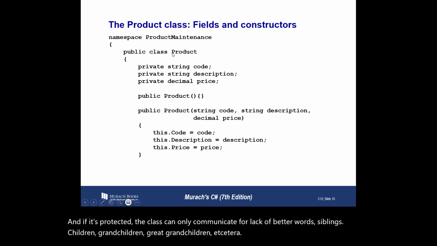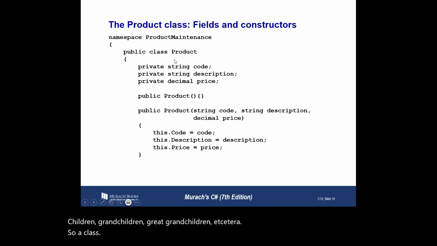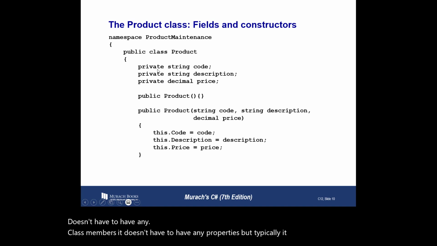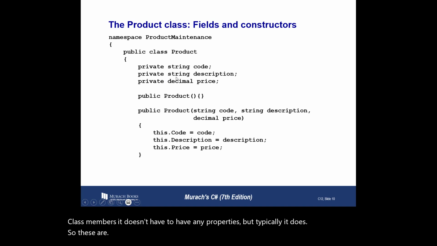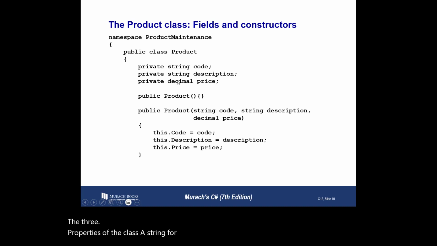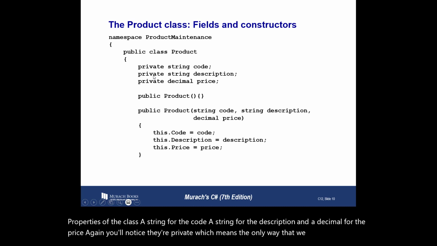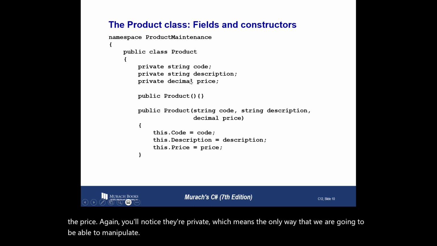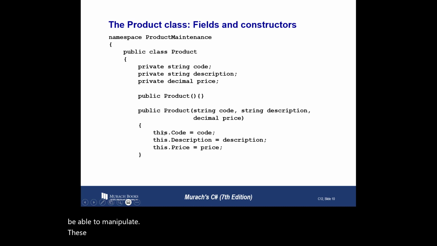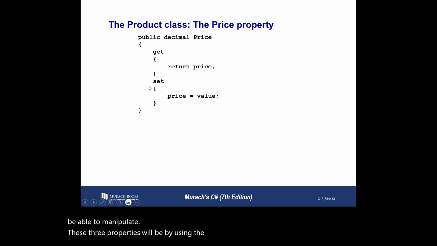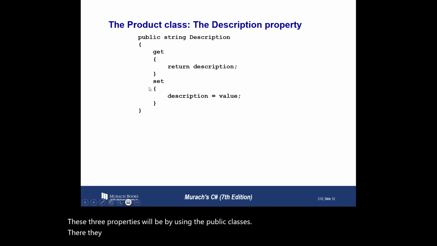So a class doesn't have to have any class members. It doesn't have to have any properties, but typically it does. So these are the 3 properties of the class: a string for the code, a string for the description, and a decimal for the price. Again, you'll notice they're private, which means the only way that we are going to be able to manipulate these 3 properties will be by using the public classes. There they are. So let's go and look at all of these.